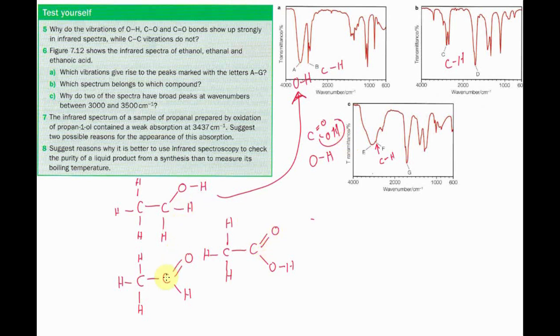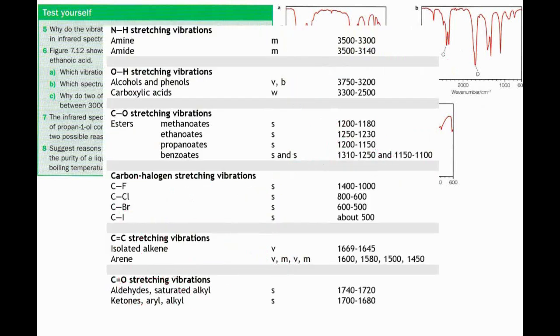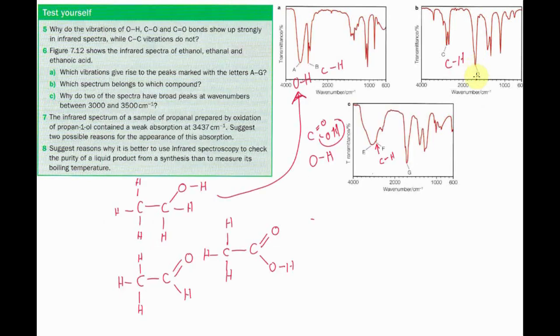carbonyl peak. Now only 2 of these molecules have got the carbonyl, that's the C double bond O. So we'd only expect to see it in 2 of the spectra. And the carbonyl, if we have a look at the table, comes around 1700. So we're looking for something around here.